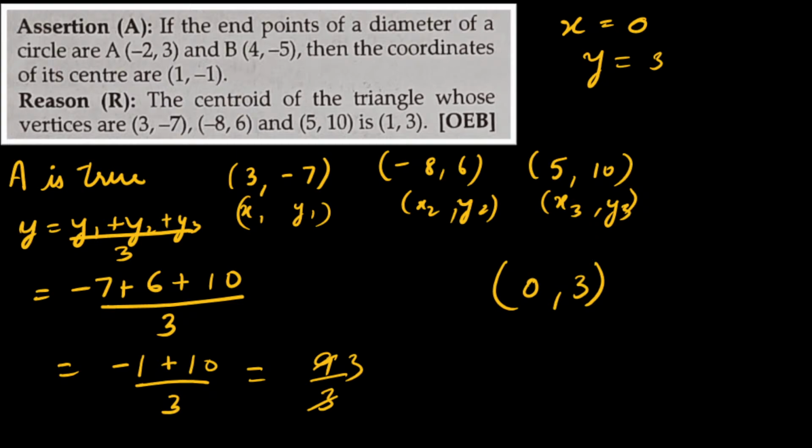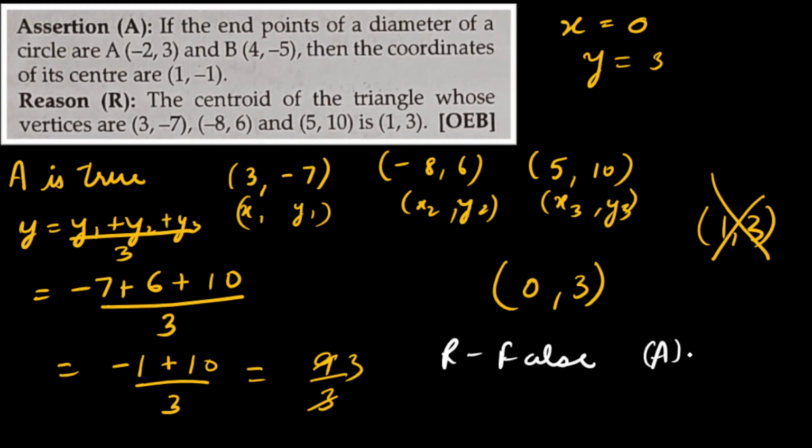But what have they given to us? They have given us (1, 3). So that means R is false. So A is true, R is false. So which option? Again option A: A is true, R is false. Okay, we have done a centroid related question.